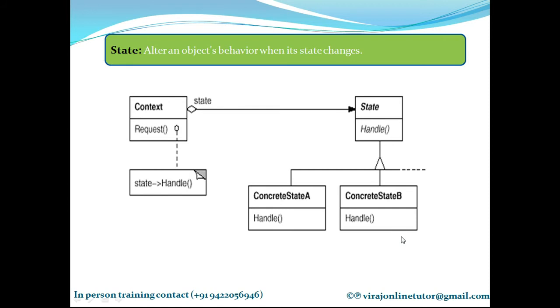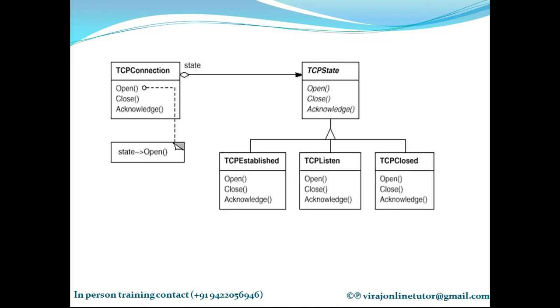Whoever has seen finite state automata in the past will notice this design pattern is exactly the same, wherein you keep on changing between states when some event happens. The state here is an abstract class, and there are concrete states inheriting from it and implementing handle. This is the context. When it requests something, it invokes the handle of the state.